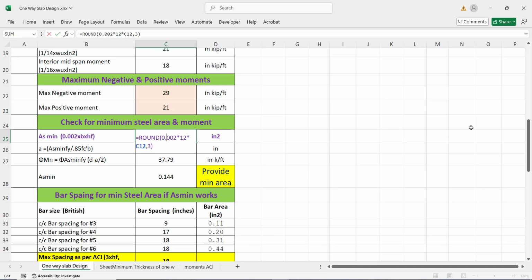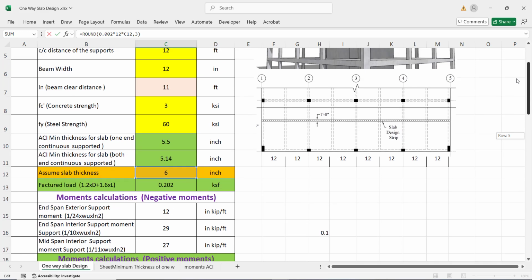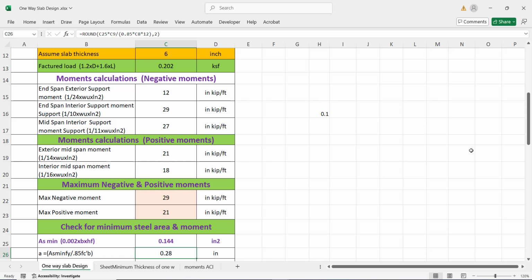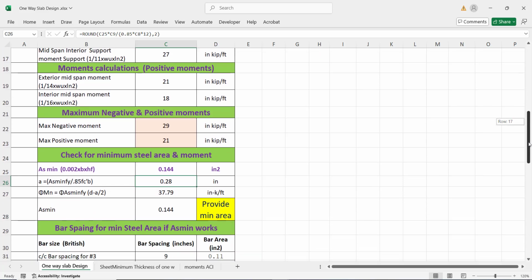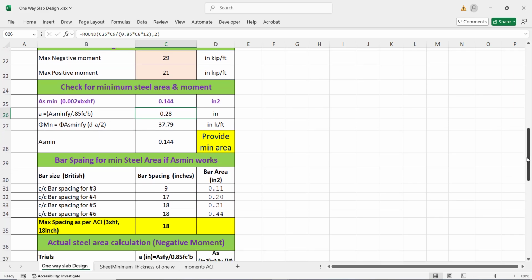So it means if I put here, this is actually 12 into thickness of the slab. This 12 is actually this one. This is the slab thickness. Okay, so minimum area for this slab is 0.002 b into h, that is 0.144. Okay, if suppose this area is required, so we will calculate how much moment will be required for this one. So go reverse. From the area we can calculate this moment. Okay, factored moment, this is a factored moment.